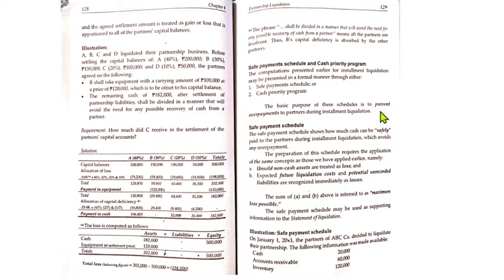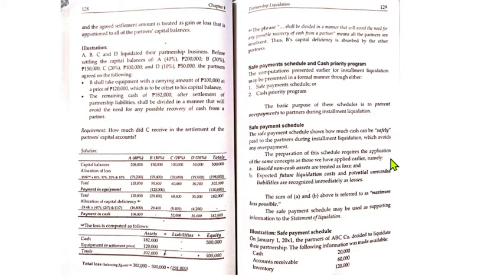So what is a safe payment schedule? A safe payment schedule, as the term implies, is a schedule wherein we can safely pay the partners during the installment liquidation, basically to avoid overpayment. The preparation of the schedule requires the application of the same concepts we have discussed earlier.